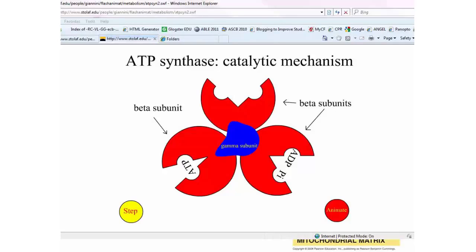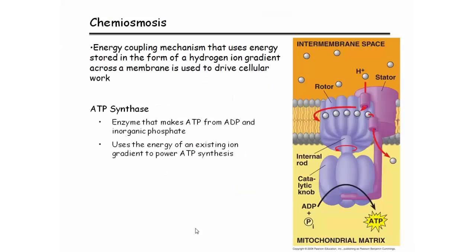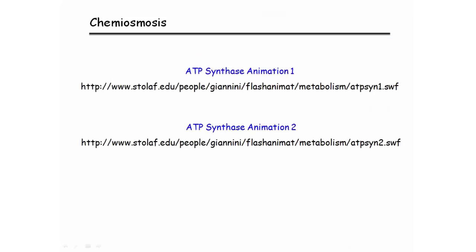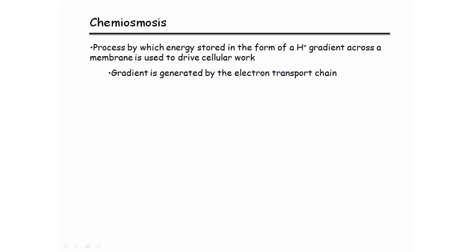So if we go back to our slides, here are just the links for those animations if you do have a desire to go back and look at them again. But chemiosmosis is this process in which energy stored in the form of a hydrogen ion gradient across a membrane is used to drive cellular work. Keep in mind where that gradient came from. That gradient was generated by the electron transport chain as the energy was being released from those electrons.